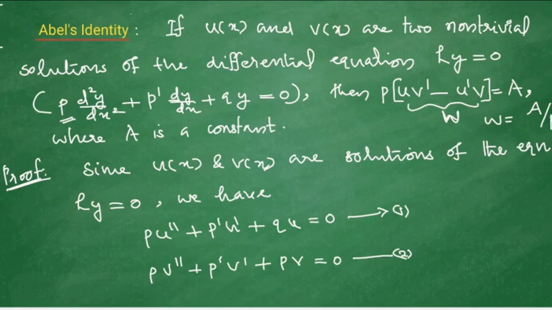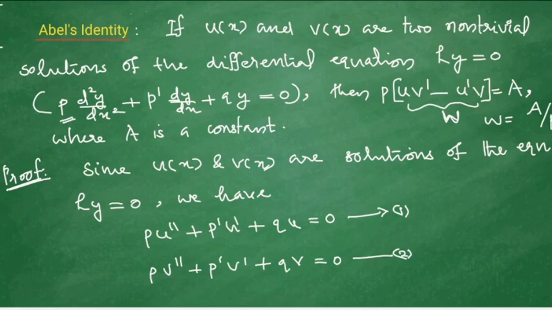Given that u of x and v of x are two non-trivial solutions of the second order homogeneous differential equation Ly equal to 0, u of x and v of x satisfy the equation. By that we get two equations, 1 and 2: instead of y we substitute u, and also v. So for u we have equation number 1, and for v we have equation number 2. Sorry, here it is not p, this is q, so the last term is qv equal to 0.